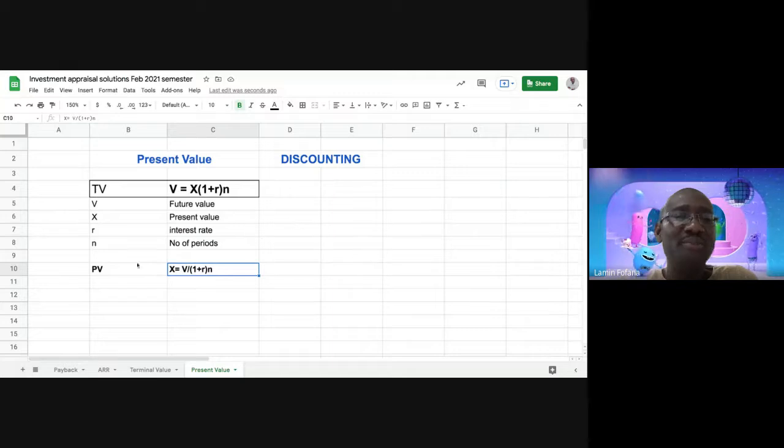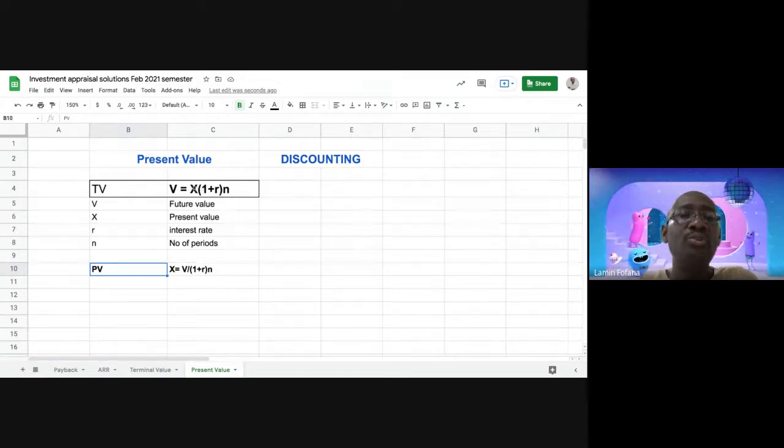Maths is so important. Okay, so we're saying that the present value, which in this case is x, equals v divided by 1 plus r raised to power n. The reason is, for terminal value, what is it? V equals x into 1 plus r raised to power n. So now we're going to make x the subject of the formula, just like Basin explained.